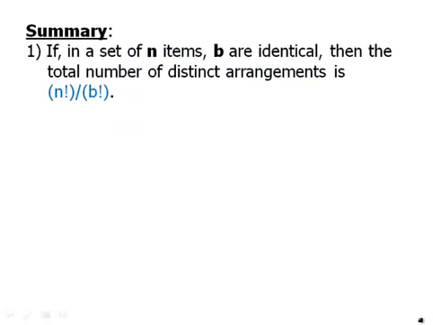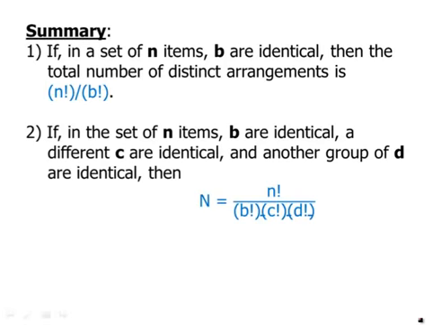If in a total set of n items, b items are identical, then the total number of distinct arrangements is n factorial divided by b factorial. If in the set of n items b are identical, a different c are identical, and a group of d are identical, then the total number of arrangements is n factorial divided by the product of all those individual group factorials, b factorial times c factorial times d factorial.